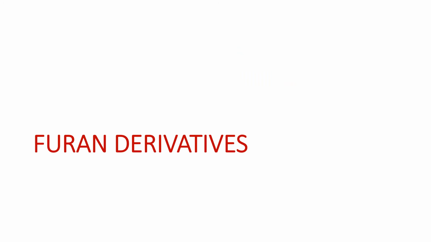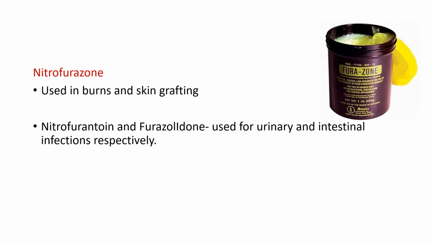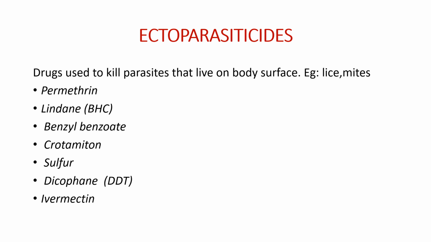The next group are furan derivatives. You have nitrofurazone. It is used in burns and skin grafting. And you have a urinary antiseptic called nitrofurantoin and an intestinal antibiotic called furazolidone. So these two drugs are actually furan derivatives, but they are used for urinary and intestinal infections. Okay, so that's all about antiseptics and disinfectants.